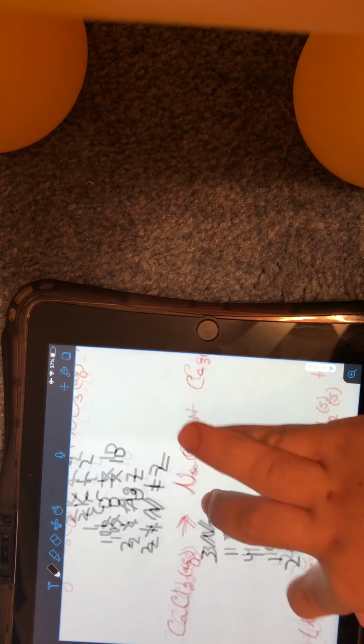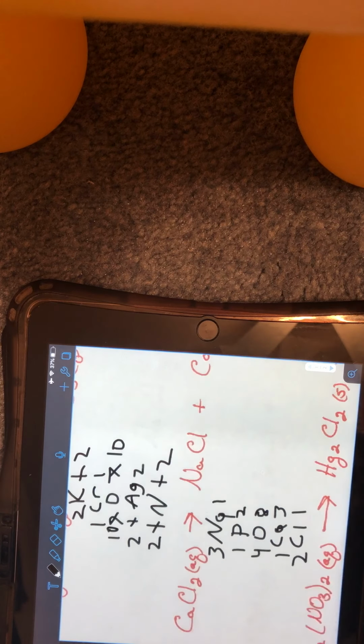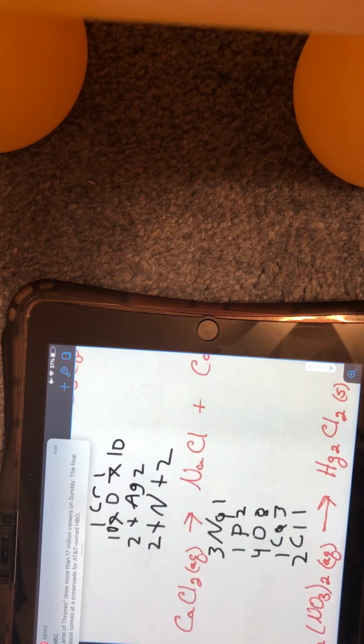So now, again, you got to go from top to bottom here. So top to bottom, you're going to change the product side.